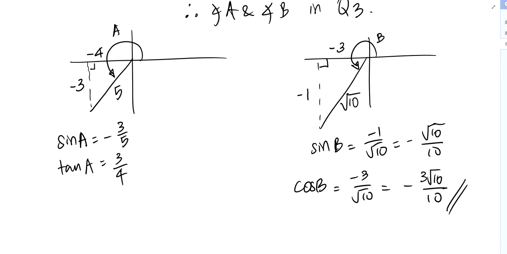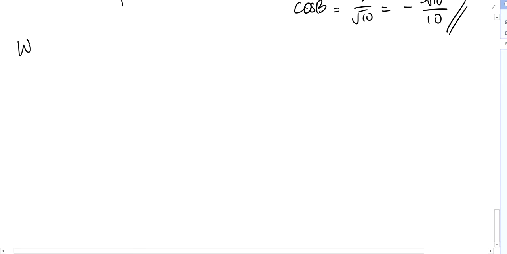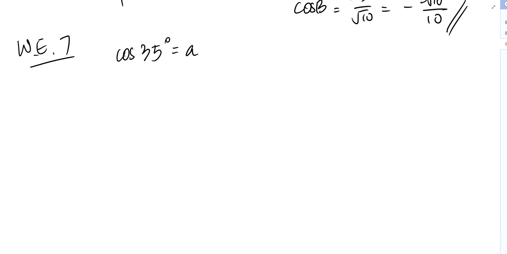Next, we have worked example 7. Okay, now we are going to find trigo ratios given that cosine 35 degrees equals to A. Okay, find sine 35 degrees, cosine 145, tangent 215, cosine 55 degrees.